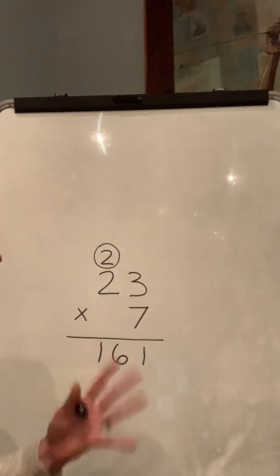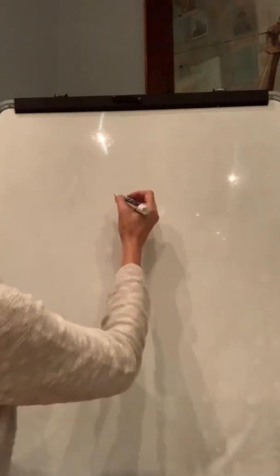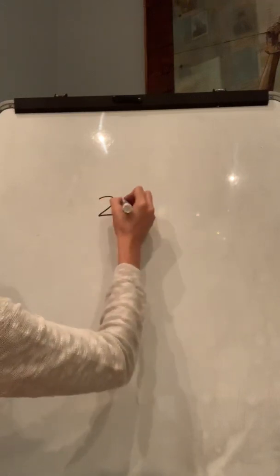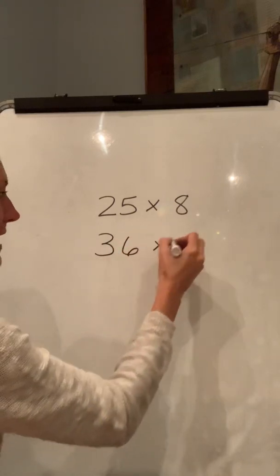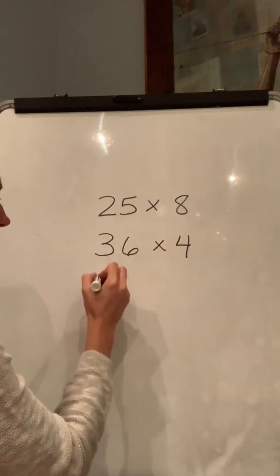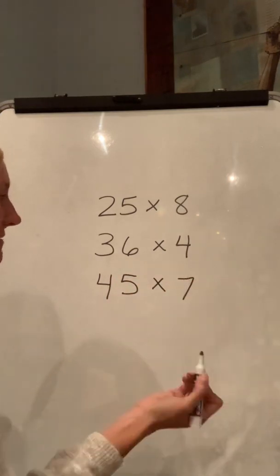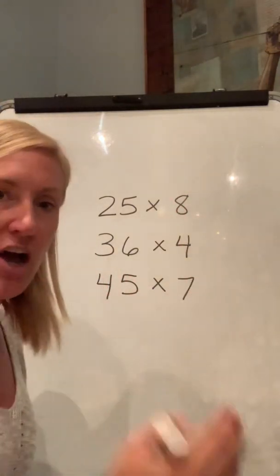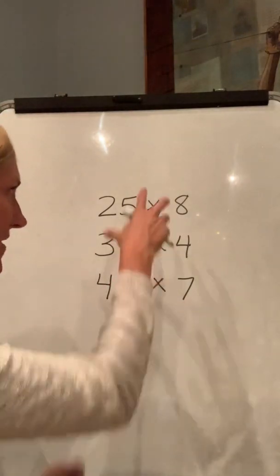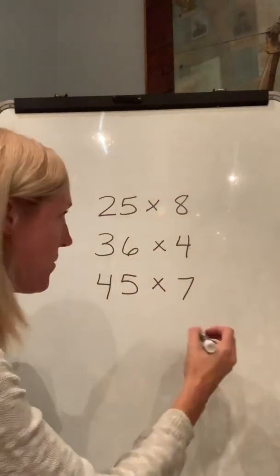Okay, so the first thing I want you to practice is getting used to that. Just having some numbers, so practice doing maybe 25 times 8, 36 times 4, 45 times 7, okay? Practice solving those like we just did on your whiteboard, and you can post it to Seesaw, okay? So for instance, 25 times 8, let's do that one together, and you can do the other 2 on your own.